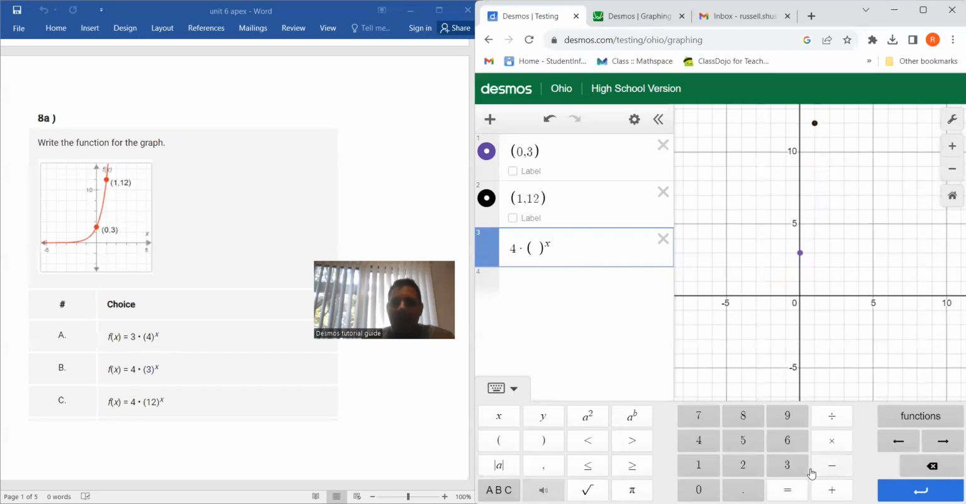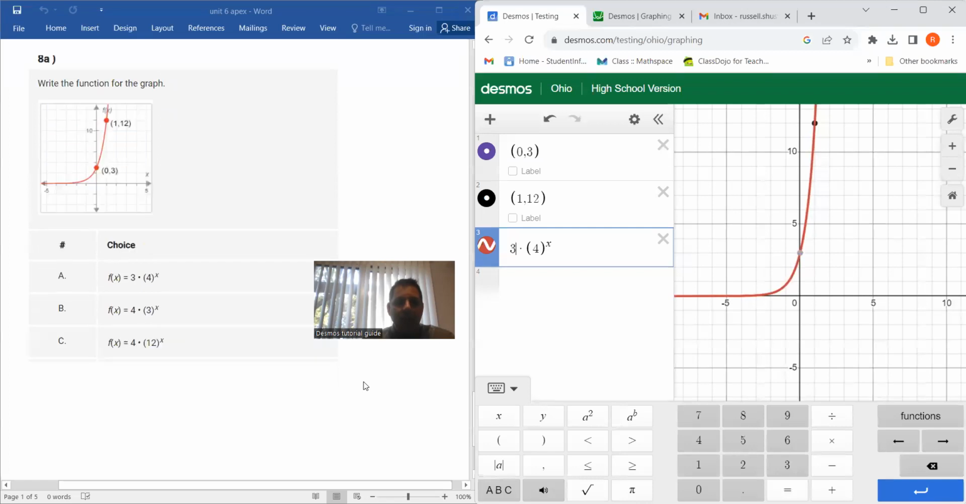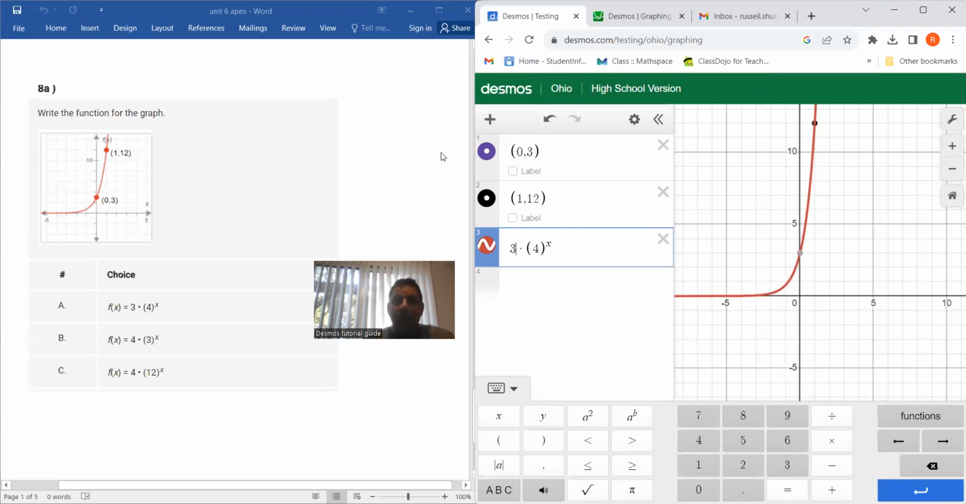However, it's not a bad thing. In fact, it's a good thing to double check before you hit submit and just make sure you got everything the way it's supposed to be. So that should help you through Unit 6.